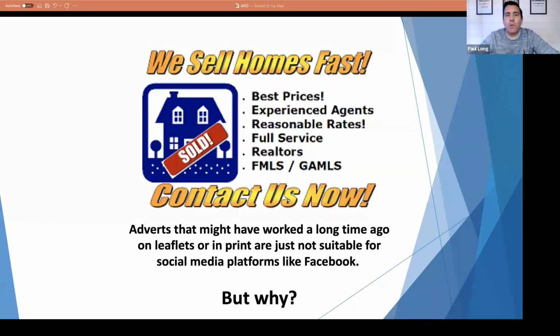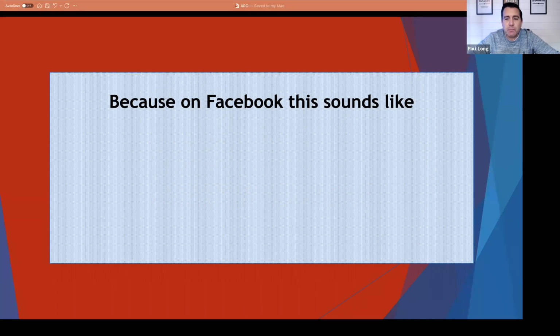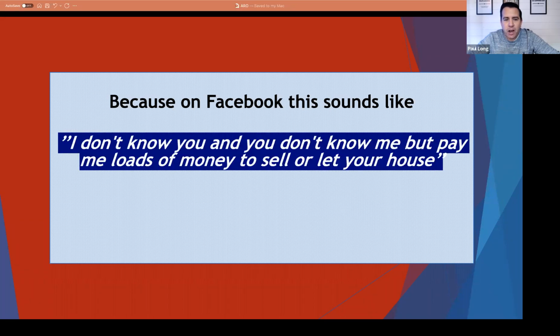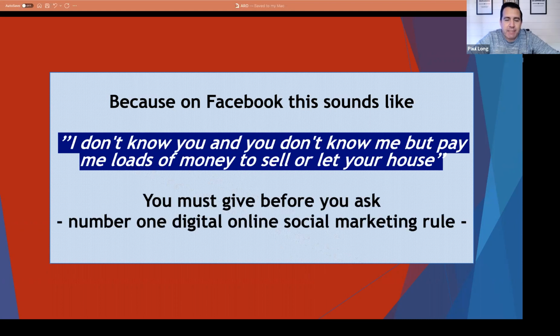So if you're going to take something away from today and see improvements, take this away. But why is that? Because on Facebook, this will sound exactly like this: I don't know you and you don't know me, but pay me loads of money to sell or let your house. You must give before you ask. It's the number one digital online social media marketing rule.